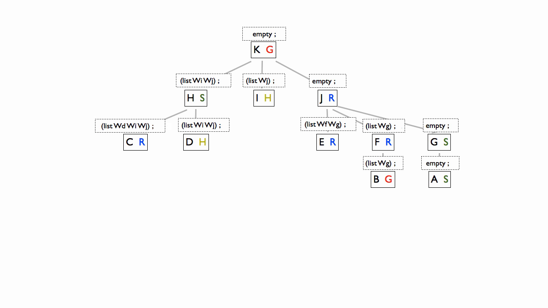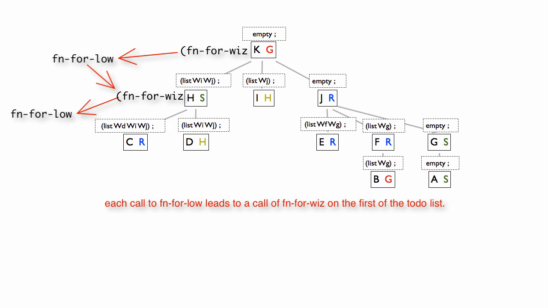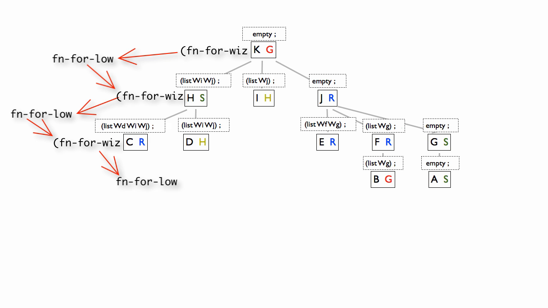And remember that in this tail recursive traversal, the way the function calling works is that there's a function call that goes fun for wizard on K. That leads to fun for LOW, which leads to fun for wizard on H, which leads to fun for LOW, which leads to fun for wizard on C. And then without producing a result right there, remember it's all tail recursion, fun for wiz calls fun for LOW again, which leads to a call to fun for wiz on D.